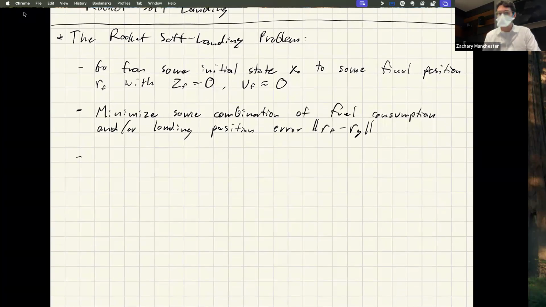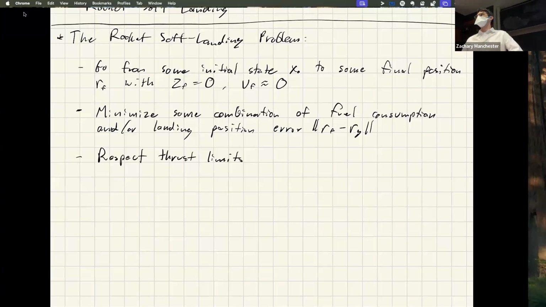And then in addition to this, you have to respect various other constraints. The common things are thrust limits, which we'll talk a lot about. That's the main one that's non-convex that makes this tricky, and that's where the magic of that paper comes in. So you have thrust limits and usually also safety constraints.